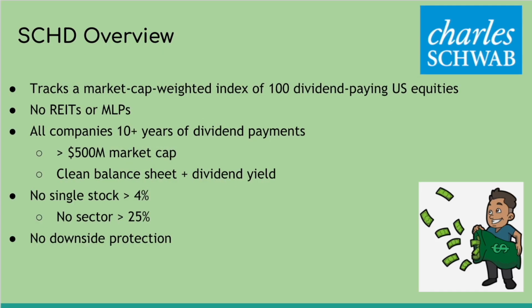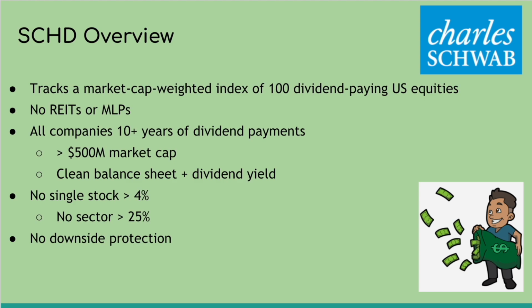So here's an overview of SCHD. They invest in stocks on the Dow Jones US Dividend 100 Index. So these are typically well-established blue chip companies. Now, unfortunately, they exclude all REITs and MLPs. This is a shame because there's a lot of great real estate companies out there. So it might be necessary to buy into another REIT ETF to get some exposure.